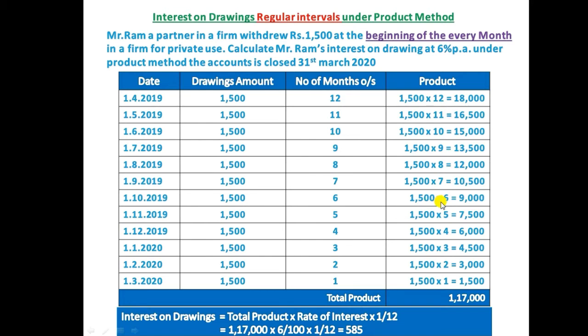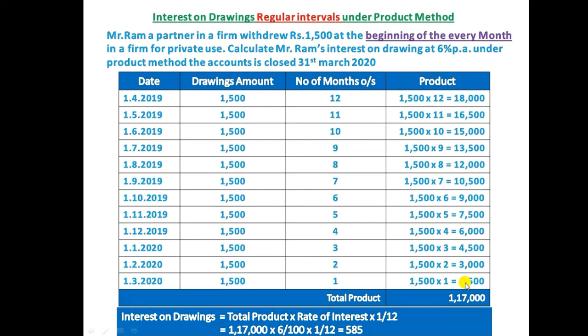1,500 into 7 months outstanding, 10,500. 1,500 into 6 months outstanding, 9,000. 1,500 into 5 months outstanding, 7,500. 1,500 into 4 months outstanding, 6,000. 1,500 into 3 months, 4,500. 1,500 into 2 months, 3,000. 1,500 into 1 month, 1,500.